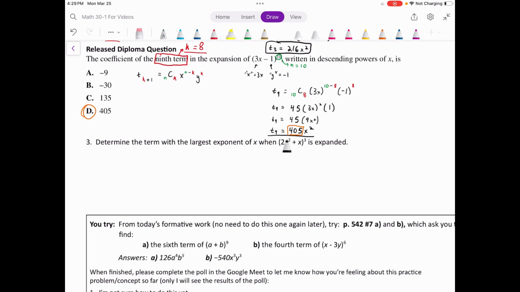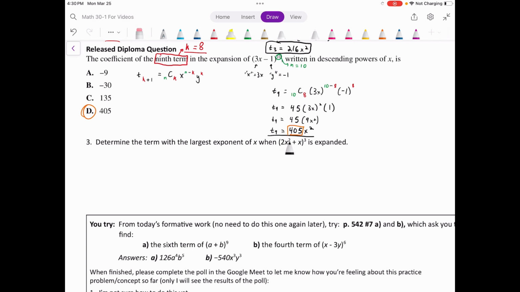When this has the largest exponent it ever has, this will have the smallest exponent it ever has. And when this has the smallest exponent it ever has, this will have the largest exponent, because they do opposite things. This counts down from n, this counts up from 0 as we go from one term to the next. Well, if we think about it, 2x squared is already an x squared. This is just an x.